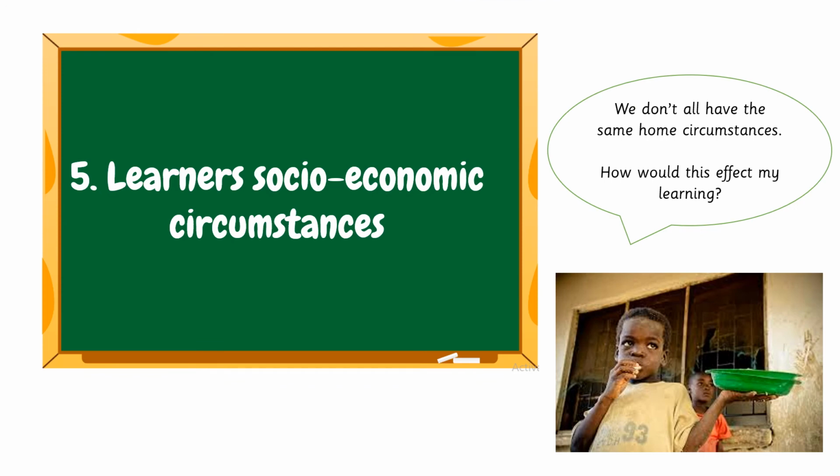Number 5, learners' socio-economic circumstances. In South Africa, the resources and quality of education offered in schools are still largely unequal. In well-resourced schools, children have access to textbooks, materials, and extracurricular activities, and a host of other activities, all contributing to their holistic education and development. This is in stark contrast to learners in poorly resourced schools, where access to even basic amenities like electricity, toilets, and a library are limited.